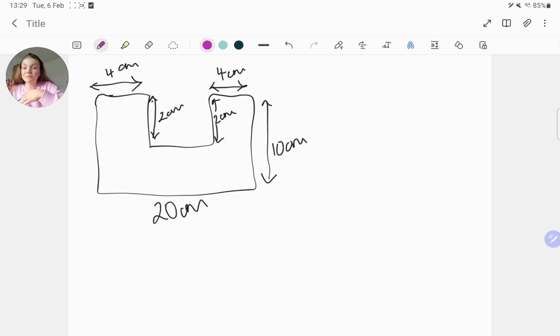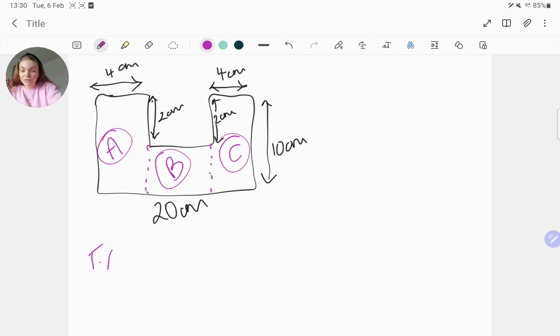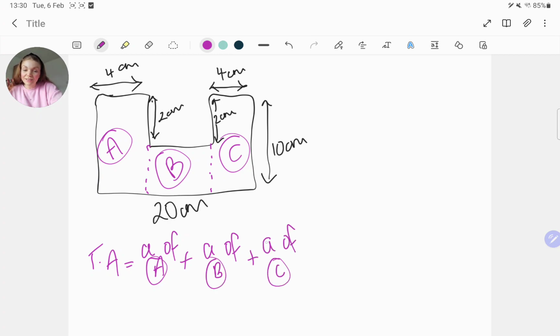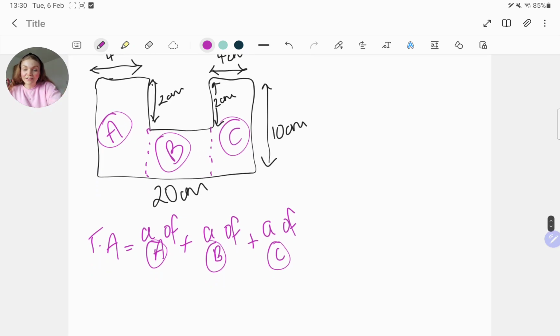First thing we want to do is split this shape up, okay? And I'm going to split it down there and down there to give me A, B and C. And I'm going to say total area is the area of A plus the area of B plus the area of C, okay? So area is length times breadth, okay?